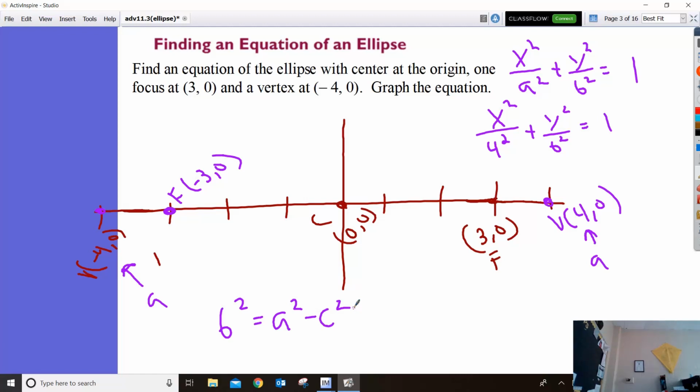Now I know that a is 4. Foci. Foci's got a c in it, right? Where's c? What is c? c is not negative 4. Vertex does not have a c in it. The word focus has a c in it. What's the c value? 3. So b squared is 4 squared minus 3 squared. 16 minus 9. 7.